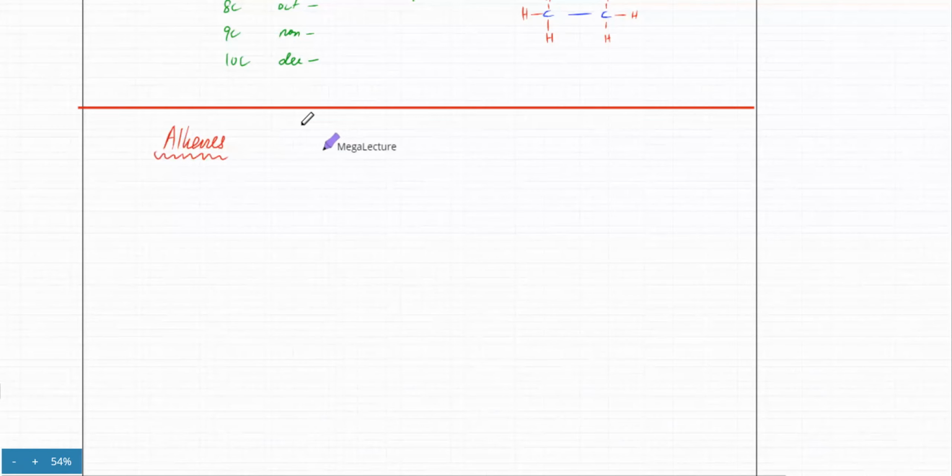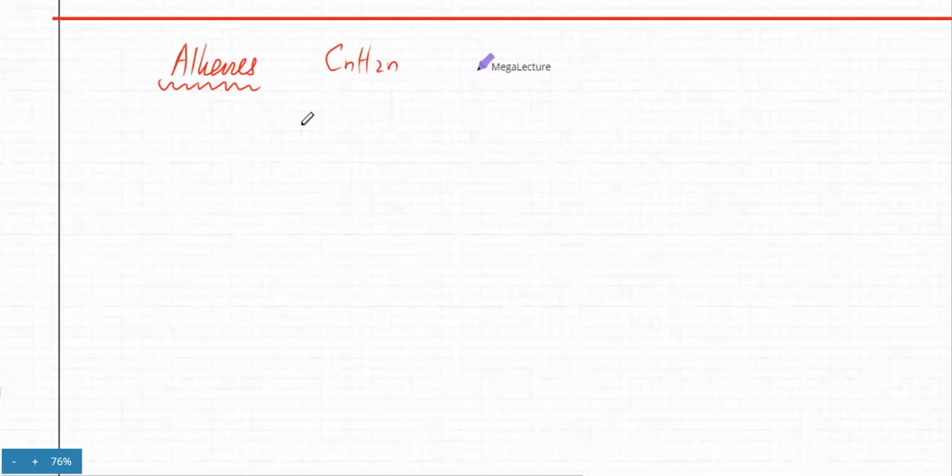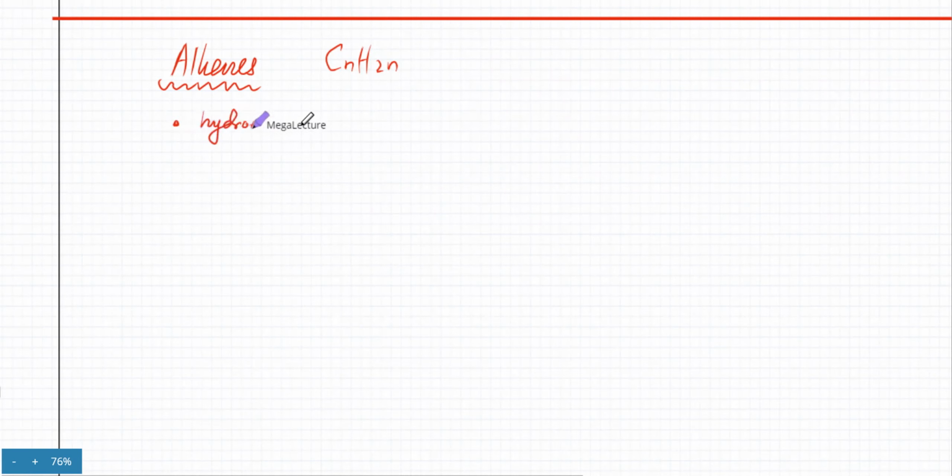Now alkenes, the general formula is CnH2n. As the first thing, what is an alkene? The alkene is a hydrocarbon. That's point number one. So it only contains hydrogen and carbon atoms. So this is also a hydrocarbon.